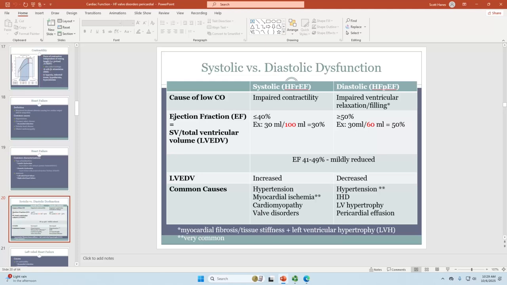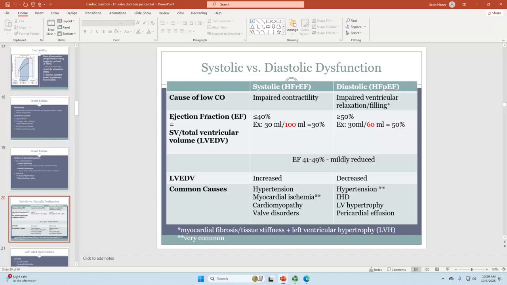Everybody else is in this in-between category of 41 to 49, which is mildly reduced. We won't go there, but just for your information, there is that designation. So that's inherently the difference between systolic and diastolic dysfunction. One is a contractility issue. The other is impaired ventricular relaxation, such that it can no longer fill adequately with the correct amount of blood.